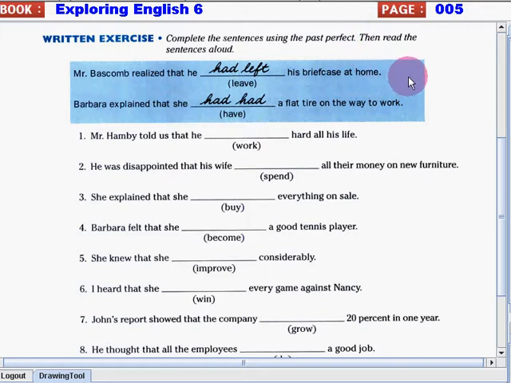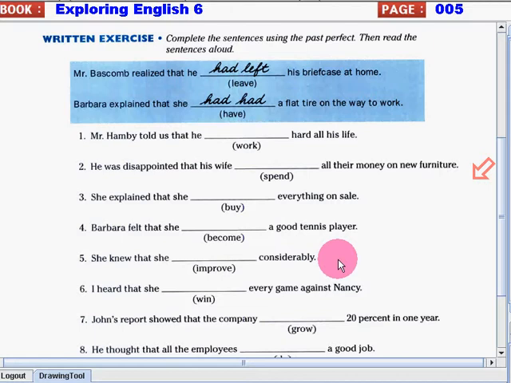Mr. Bascom realized that he had left his briefcase at home. Barbara explained that she had had a flat tire on the way to work. Mr. Hamby told us that he had worked hard all his life. He was disappointed that his wife had spent all their money on new furniture. She explained that she had bought everything on sale. Barbara felt that she had become a good tennis player.